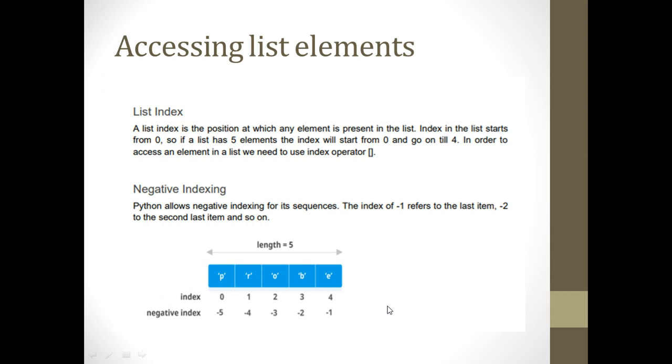Now let us understand about accessing the list elements. So now the lists can be accessed either using positive index or negative index. Positive index starts from 0 to n minus 1. Negative index here starts from minus 1, minus 2, and so on. It goes on till minus 5. So minus 1 will refer to the last item, minus 2 will refer to the second last item, and so on.